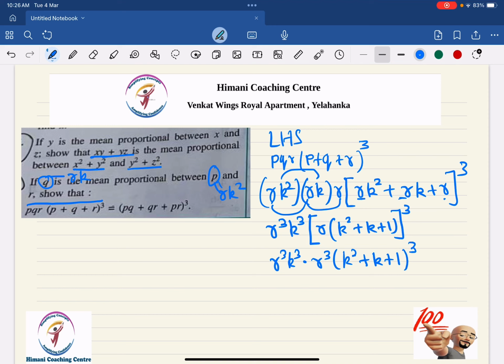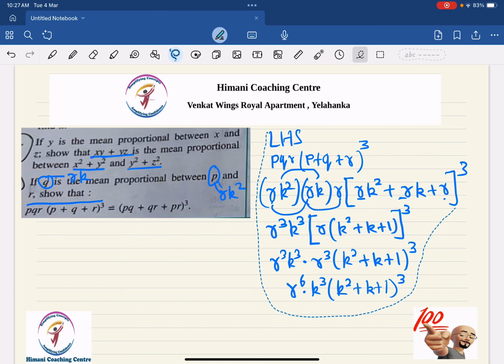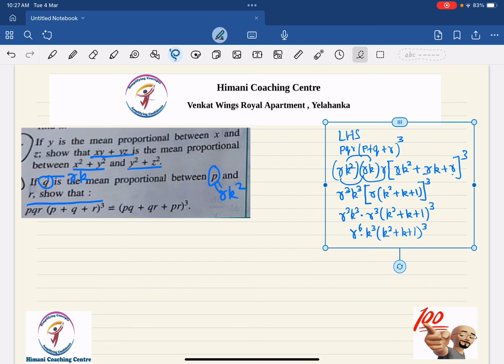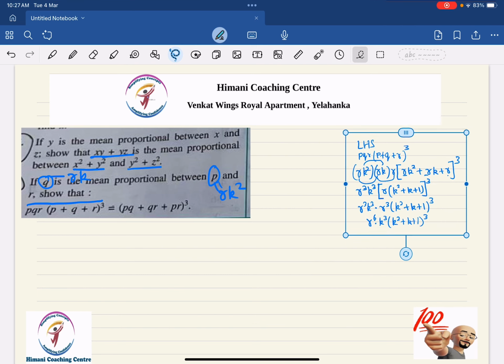So eventually what are we getting in our LHS? R cube times R cube, the power gets added, R to the power 6 times K cube times (K square plus K plus 1) whole cube. Okay, that's what we get. Now let us keep it aside and start working on RHS and see if we get the same. Our job is to prove that both will give us the same value.